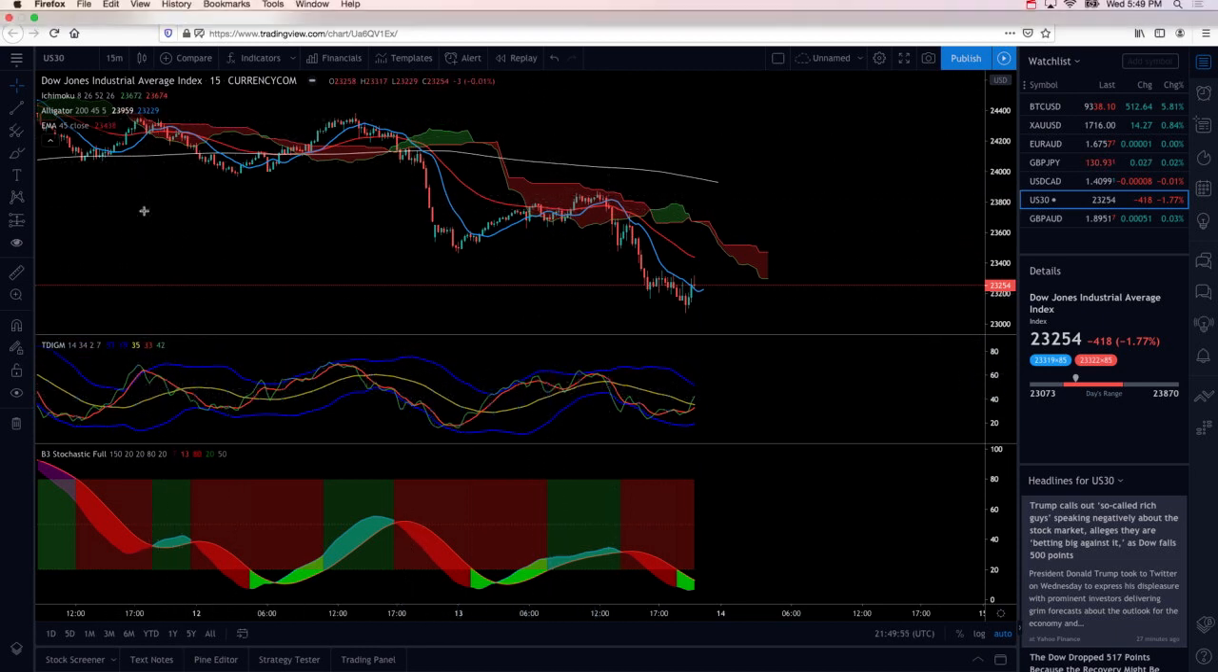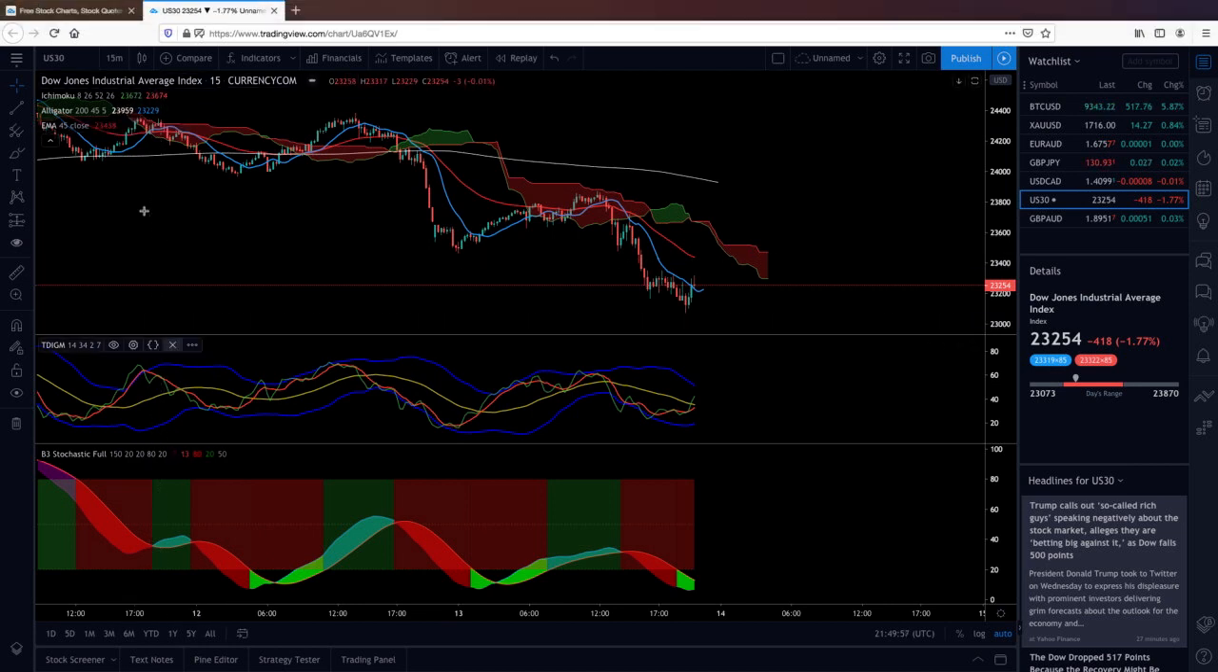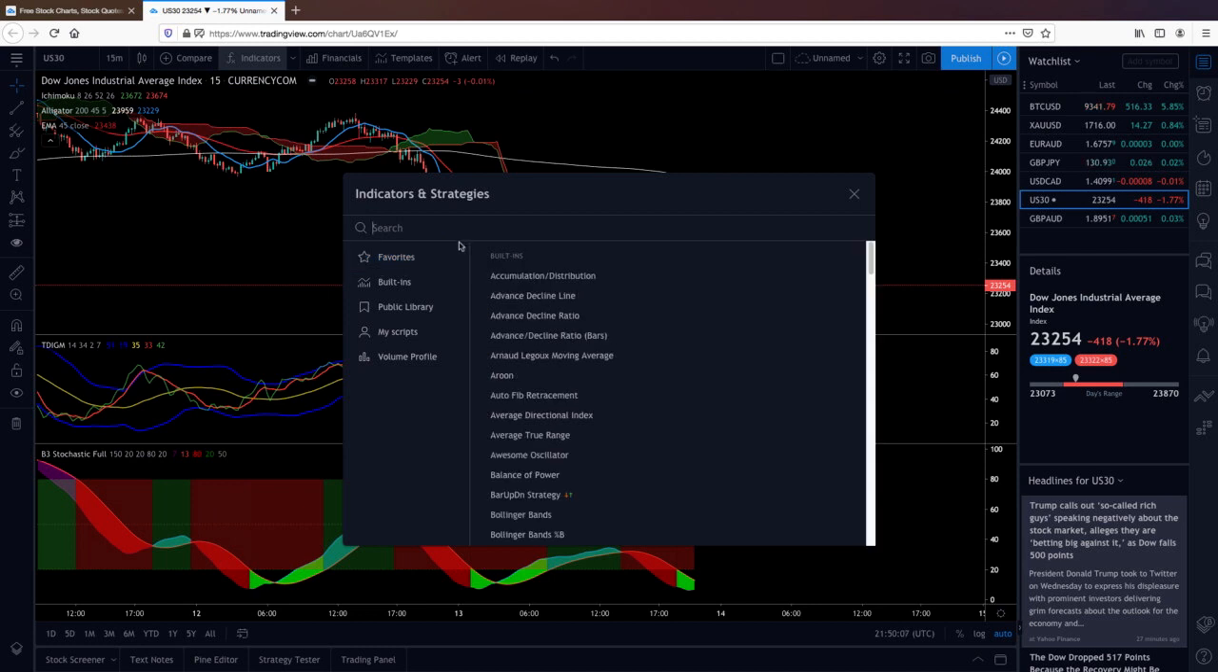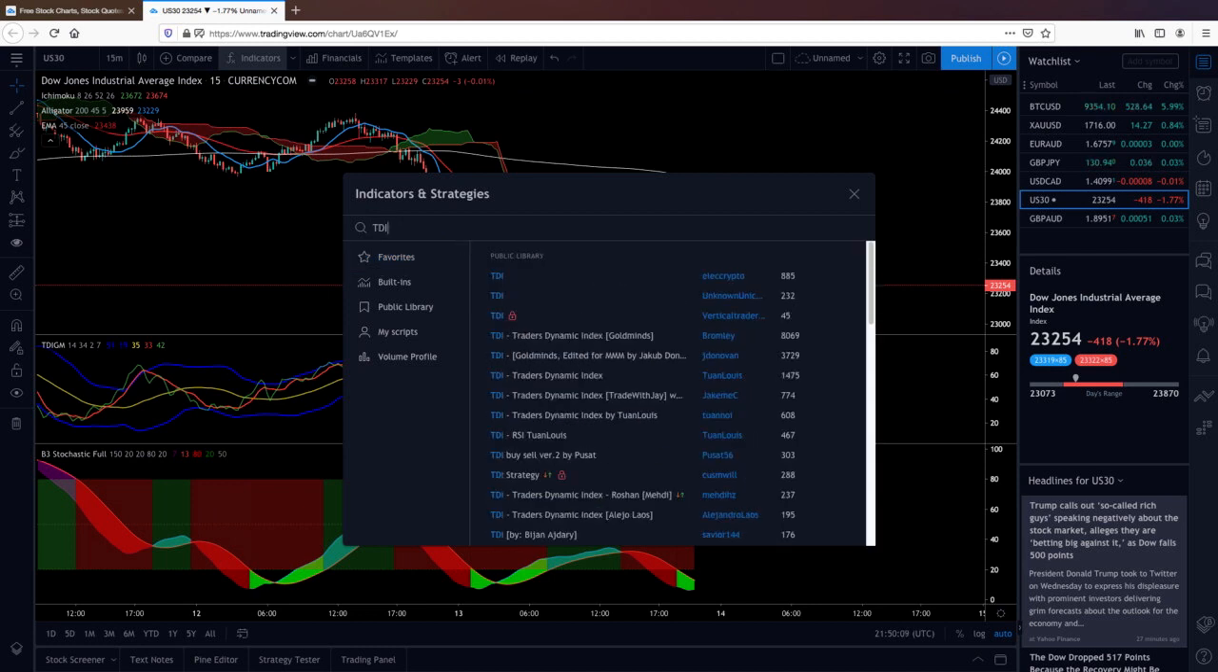Your RSI is the end number, which is the 42. The one that's green, that's your RSI. Now the TDI that you want to click on, the one you want is this one, TDI. Put TDI and this one right here. Let me favorite that. This one, the one by Bromley, right here.